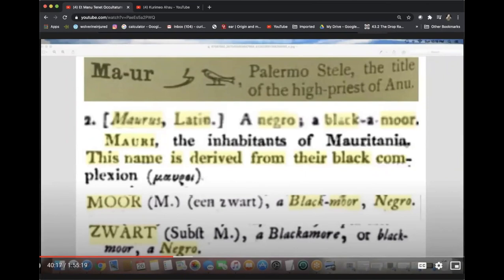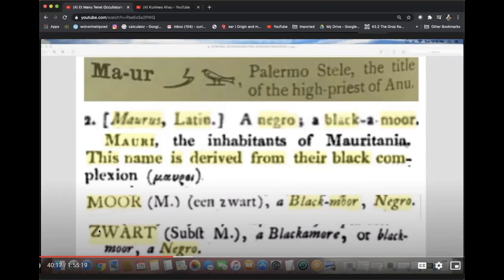Definitions of the Moors, he's saying here, says a Negro, a black, a Moor, a Maori, the inhabitants of Mauritania. This name is derived from their black complexion, right? And that says Moor, a black, a Maori, Negro. And then on the bottom says Schwartz, Swarthy, same thing. Schwartz is Swarthy, a black, a Moor, or a black Moor, a Negro. All right, Schwartz also means Negro. Swarthy means Negro. Swarthy complexion, Negro, Schwartz.